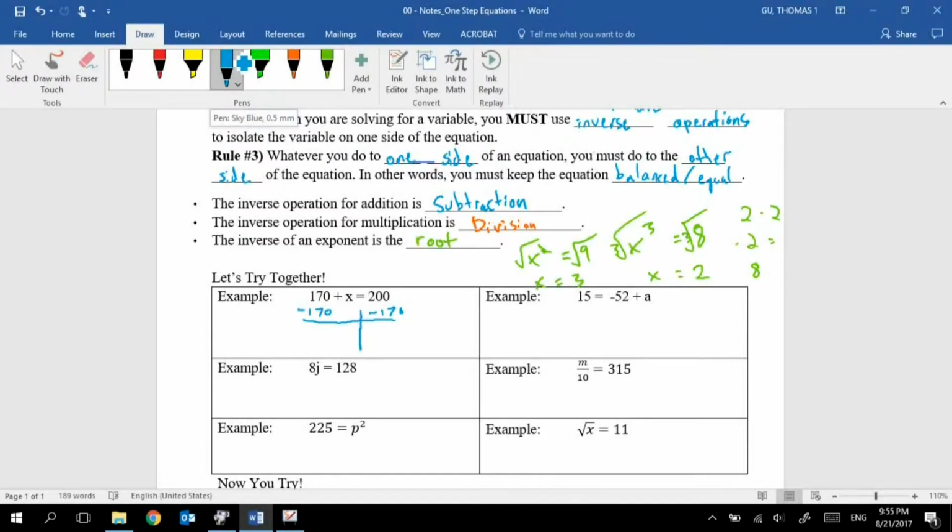170 minus 170 equals 0. So we got 0 plus x, which is just x, equals... What's 200 minus 170, guys? It's 30. So now we have 0 plus x, which is just x, equals 30. So x equals 30. If you want to check your answer, you can plug 30 back in for x.